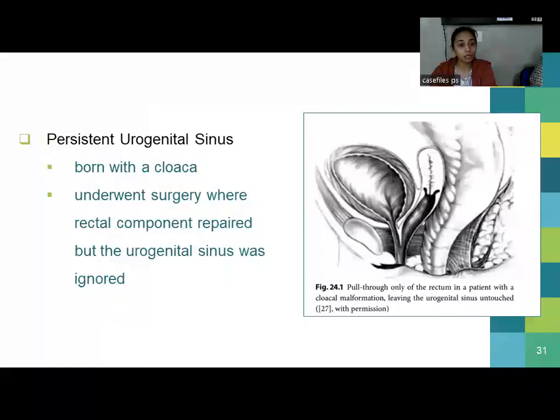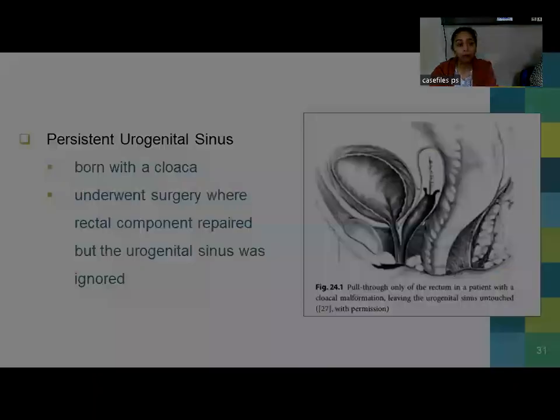A persistent urogenital sinus can be seen after surgery in patients who are born with a cloaca. The child undergoes a repair for the rectal component, but the urogenital sinus was ignored. This is a descriptive image of the same, where the urogenital sinus has not been dealt with. The common opening is still present, but the rectal component was done.